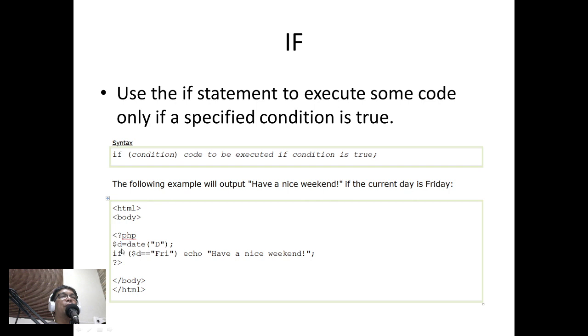So we have here <?php $d = date("D"); This is actually a function that returns the current date, or current day rather. So D here stands for the day. What this returns will be stored in the variable $d. If that variable $d is equal to "Fri", then echo, or this program will print, "Have a nice weekend!" If not, it will not print anything.